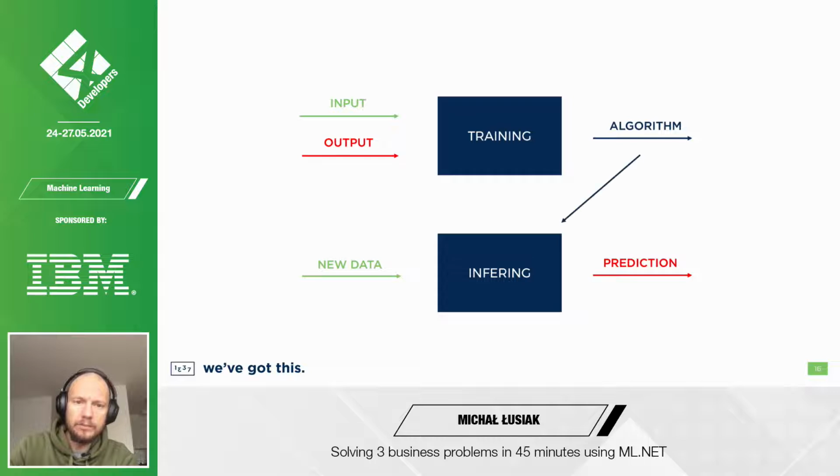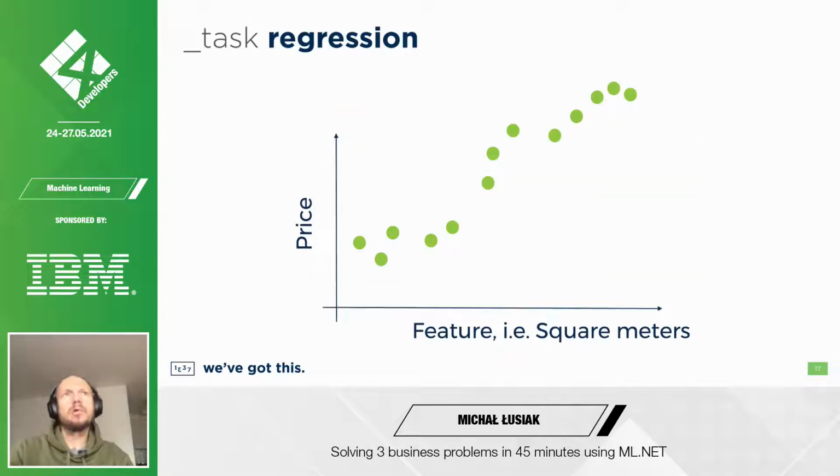And one of the most common problems in supervised learning is regression. So basically providing one number based on some input data. And the classic example of regression is predicting the price of an apartment based on some input features. If you want to do it based on one feature, it's going to be, for example, the area of the apartment.